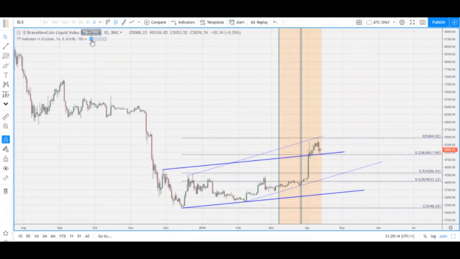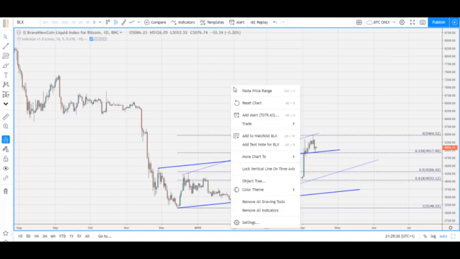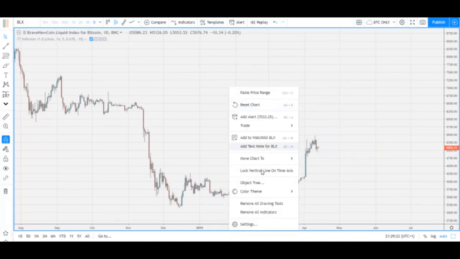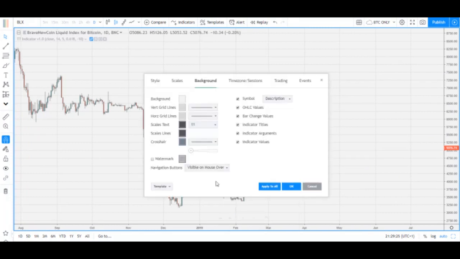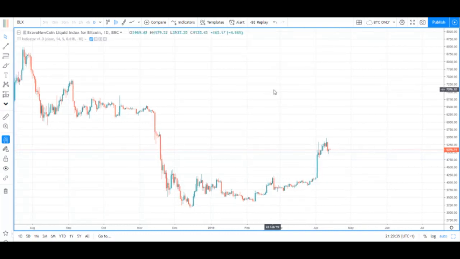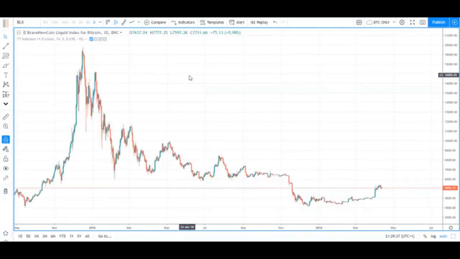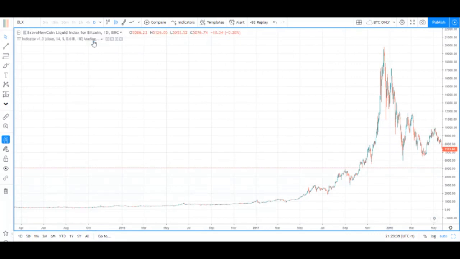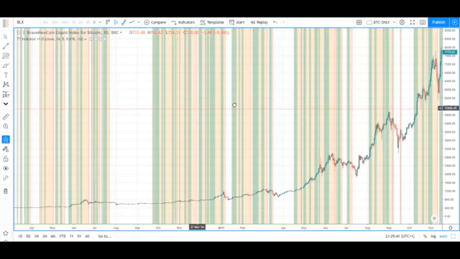So let's get going. First of all, I will reset the chart, just so we start with a clean chart. I'll turn my indicator off first. I will remove my drawing tools. Reset the style. Okay, let's remove the buy and sell panel. Okay, so we have a fresh, clean chart like we all start with on TradingView. So we'll throw on the TT indicator and see what it's all about.